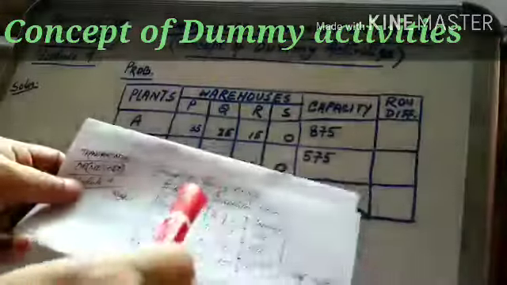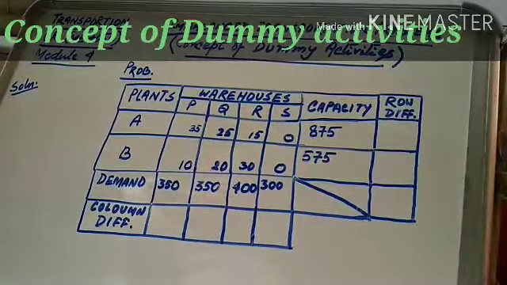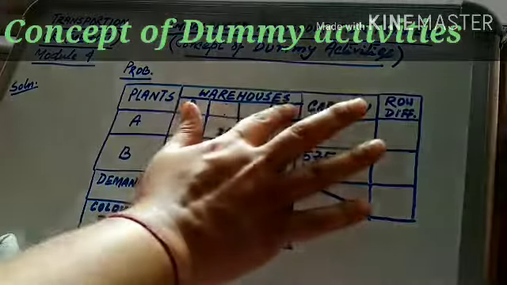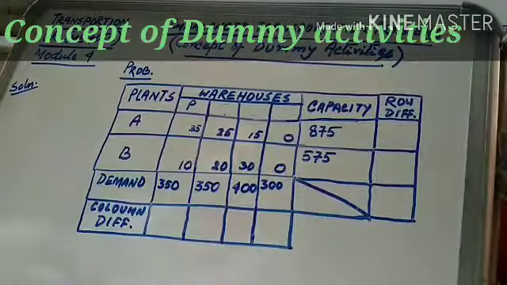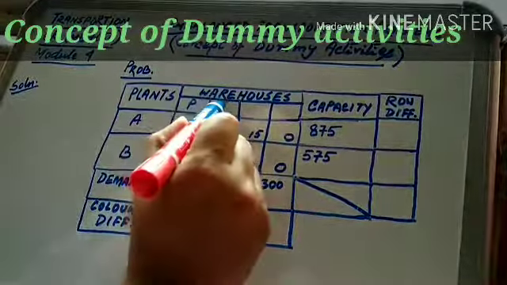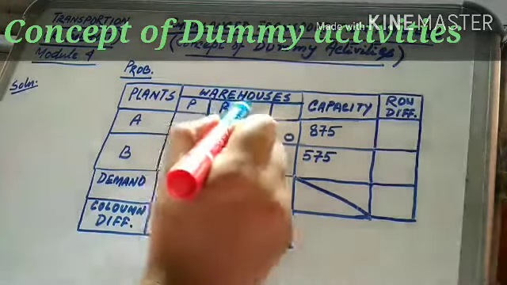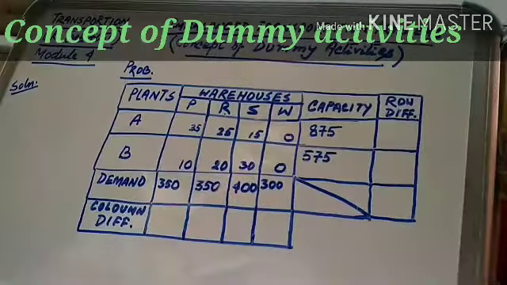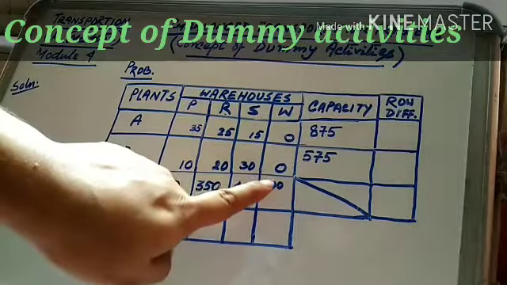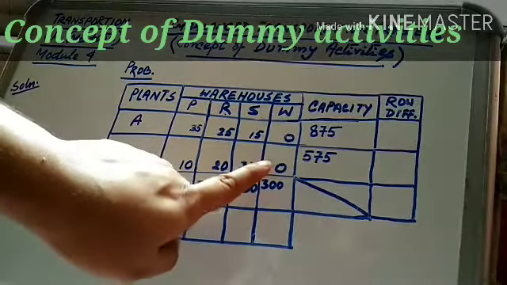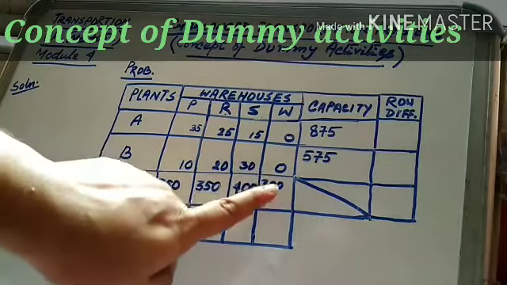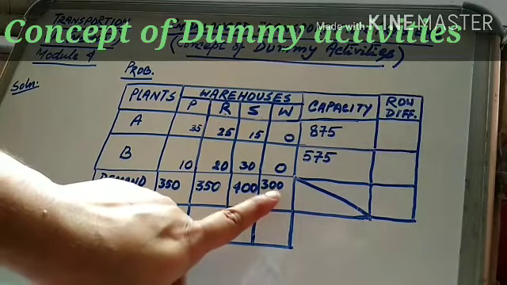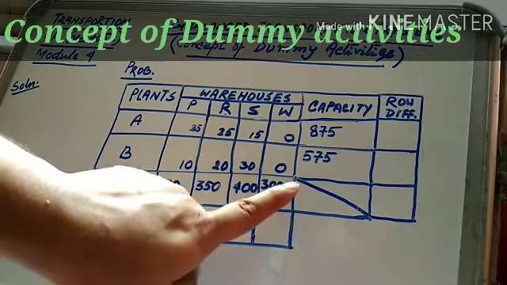Look, here they have given PRS. So let us say this is PRS and say this is W. Okay, this particular column is the dummy column, you can say, and for this I have introduced 300 units, and after introducing this particular 300 units I have got it balanced.